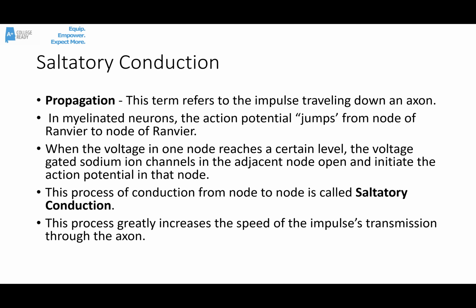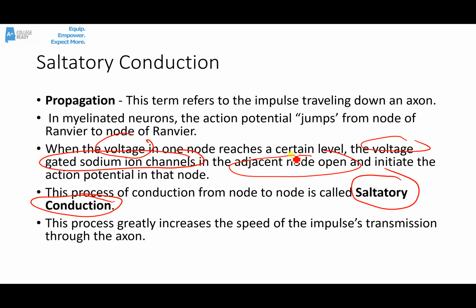So in terms of how this is propagated, this action potential is propagated down the neuron through a process called saltatory conduction. And essentially the action potential, instead of going through the whole axon, jumps from node to node. When the voltage in one node reaches a certain level, it causes the voltage-gated sodium ion channels in the adjacent node to open up. And this initiates the action potential on that node. Well, when that membrane potential or voltage reaches a certain level, it causes the sodium channels in the next node to open.